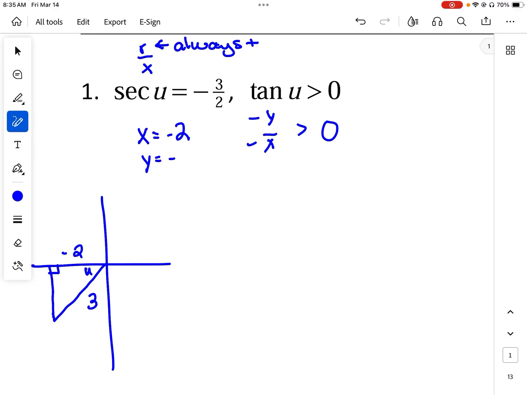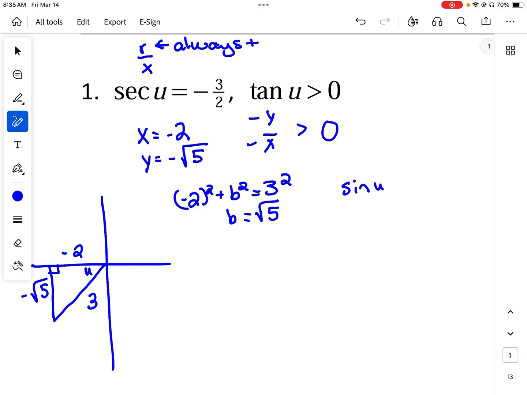So we use the Pythagorean theorem to find the other side. -2 squared plus b squared equals 3 squared. So b equals 9 minus 4 is 5, so square root of 5. So that's what goes here, but it's a negative square root of 5 is our y value. So I'm going to put that on the triangle. Now that I have that, I can write all my 6 trig ratios.